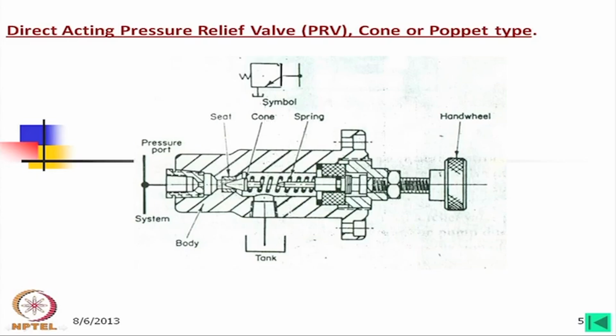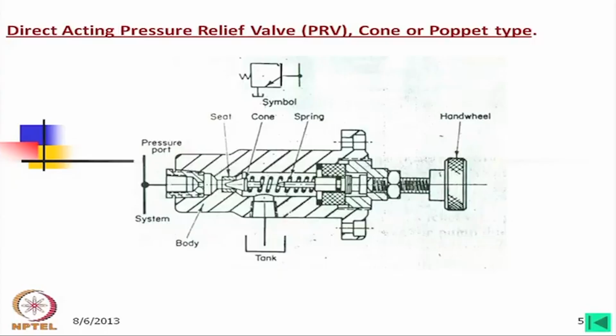The force on this poppet or cone will reduce and again it will be closed. But once it is closed, again the pressure will rise, and again this one will open. This means that if the pressure in the system rises above the set pressure, this poppet will open and close until the pressure is reduced. That means until the load is reduced.